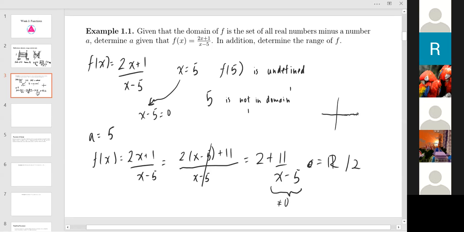We can see this by graphing the function. We get something like this, where this line is 2, y is equal to 2. So we get that this function never attains the value 2. So our range was the real numbers minus 2, and we get that our domain is equal to the real numbers except 5.